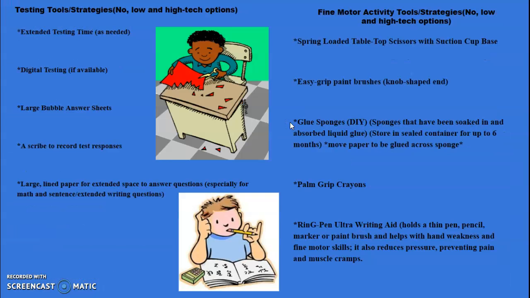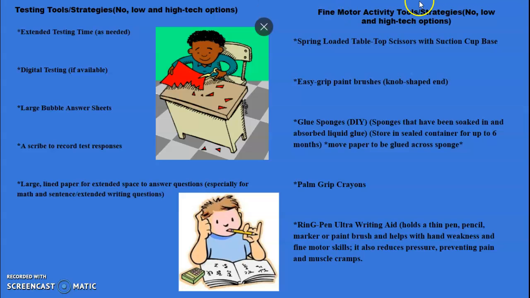Moving on to testing tools and strategies, I chose to look at extended testing time as needed for Sammy, digital testing if available, large bubble answer sheets to give Sammy more space to accurately fill in bubbles on testing sheets, possibly a scribe to record his test responses, and large lined paper for extended space to answer questions, especially for math and sentence and extended writing based questions.